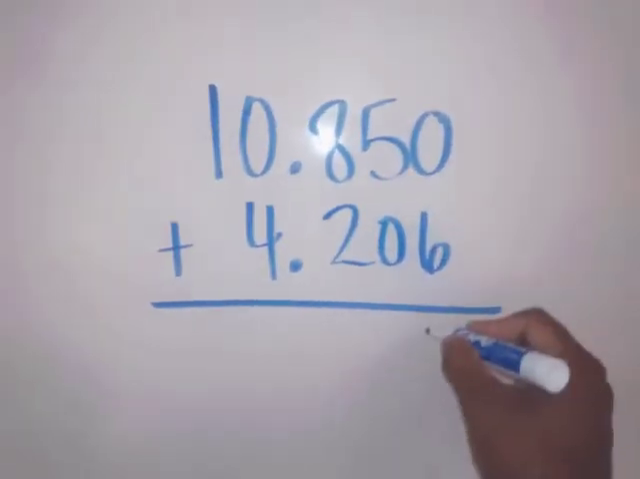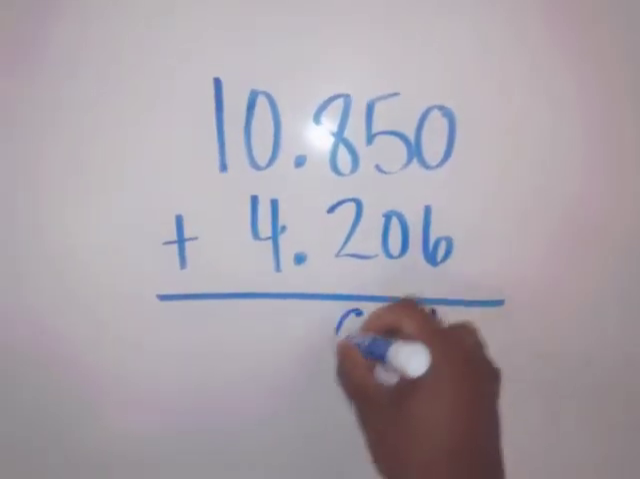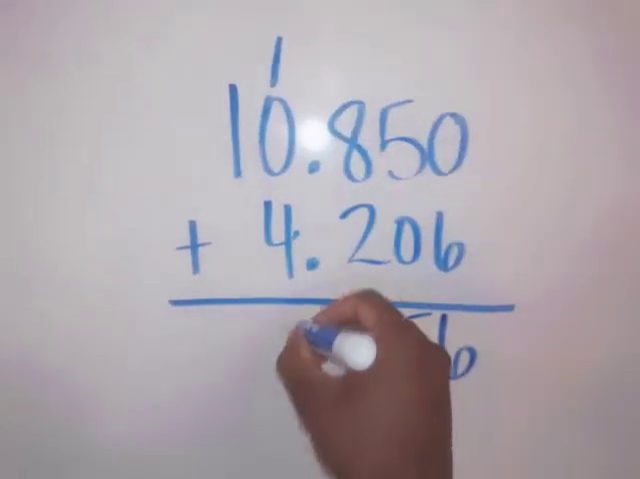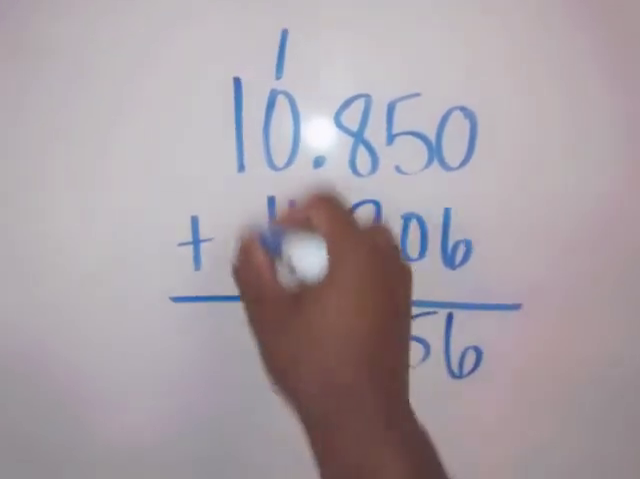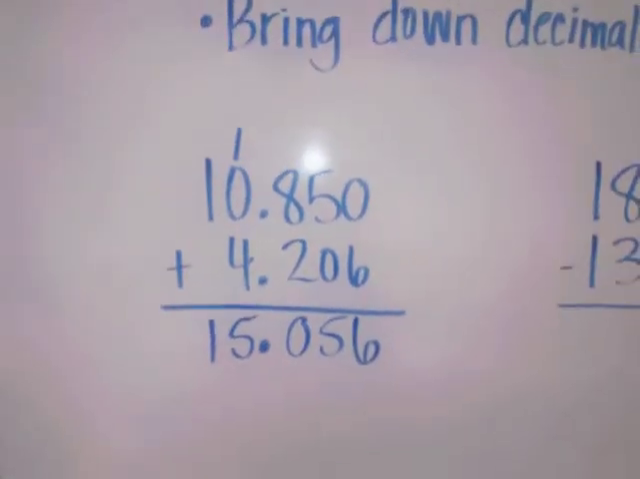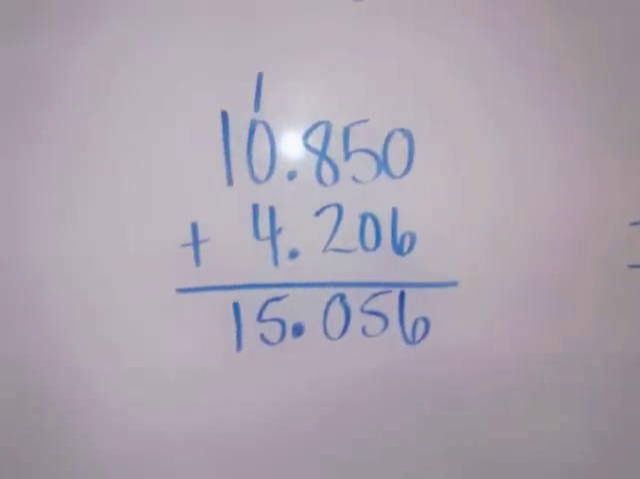Okay, 0 plus 6 is 6. 5 plus 0 is 5. 8 plus 2 is 10. 0 carry the 1. I'm going to bring my decimal down. 4 plus 1 is 5. And then bring down your 1 here. So our final answer is 15 and 56 thousandths. Right? And also, if you want to take this further, you can check this with subtraction.